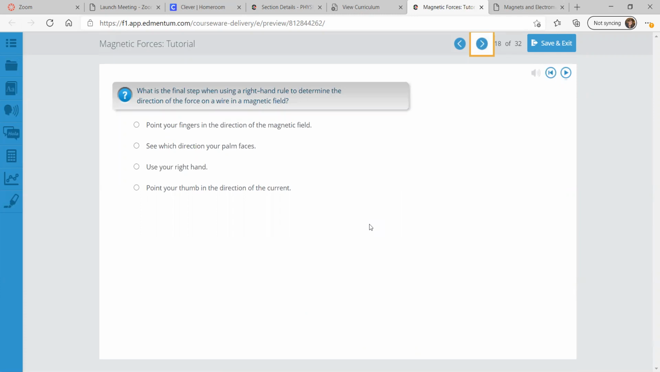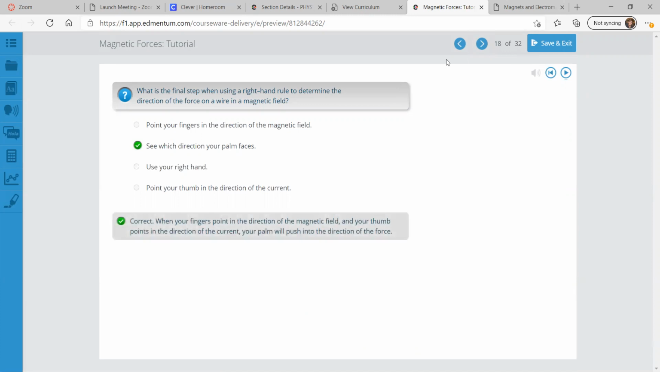Checkpoint question. What is the final step when using a right-hand rule to determine the direction of the force on a wire in a magnetic field? So that's the palm rule, okay? Thumb points in the direction of the current, fingers point in the direction of the magnetic field, and your palm pushes into the direction of the force.